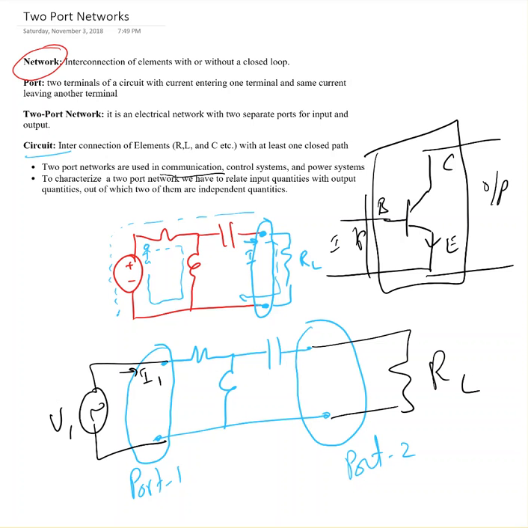and electronic circuits. The next point: to characterize two-port networks, to find other parameters in them, we have to relate input quantities, which might be voltage, current or power, to the output quantities. We have two input quantities and two output quantities, out of which two are always independent and two are dependent. So we're going to have a relation between the input quantities and the output quantities.